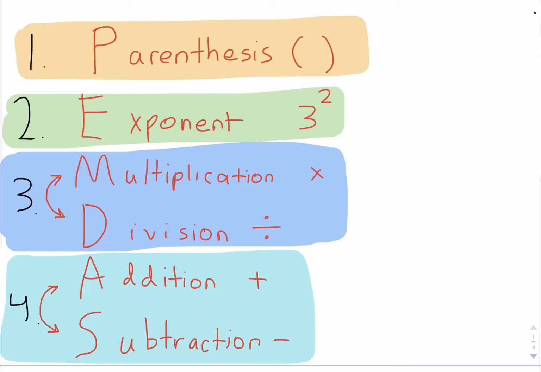Now number 4 is addition and subtraction. Basically, once all the ones above are done, you do these two. And these two, like multiplication and division, can be done in either order. You go left to right in the math expression, and you solve whichever comes first, as long as the above are done. So let's do some practice with these operations.